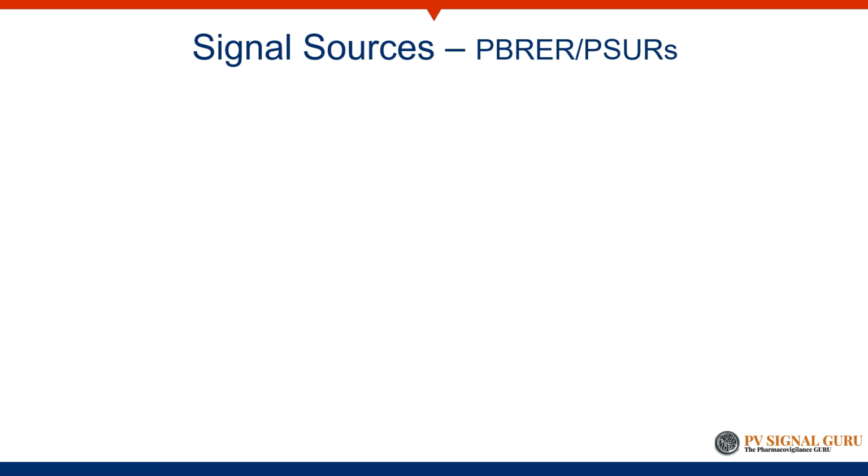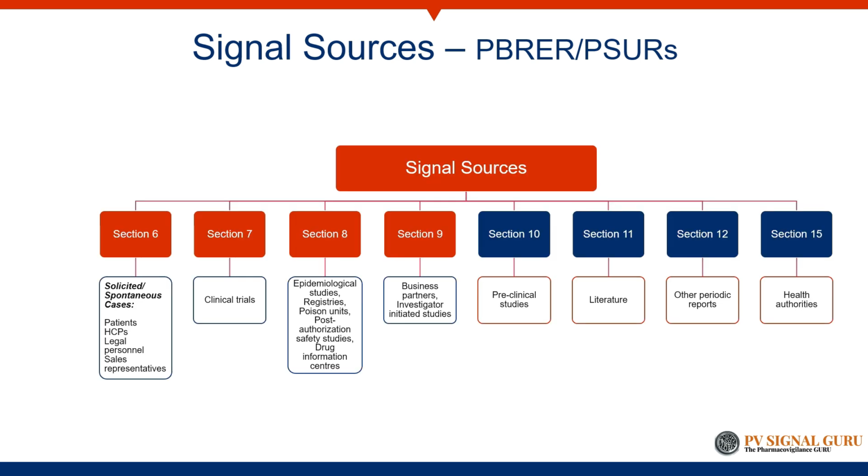Just as signals from all sources are captured in pharmacovigilance through ICSRs, signals identified during the review period of a PSUR, periodic safety update report, or a PBRER, periodic benefit risk evaluation report, are also represented in these documents. Additionally, the various sections of a PBRER can reflect the sources of signals. Let's explore how the sections of a PBRER align with signal sources.